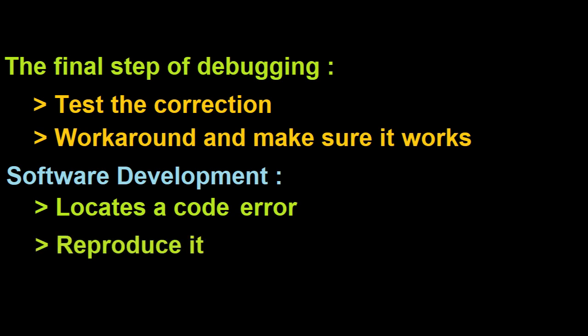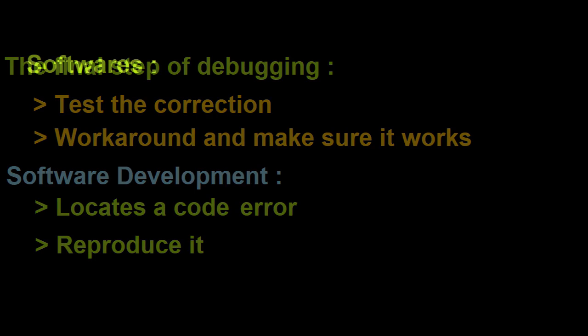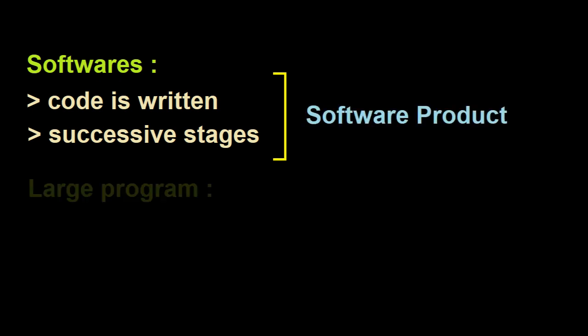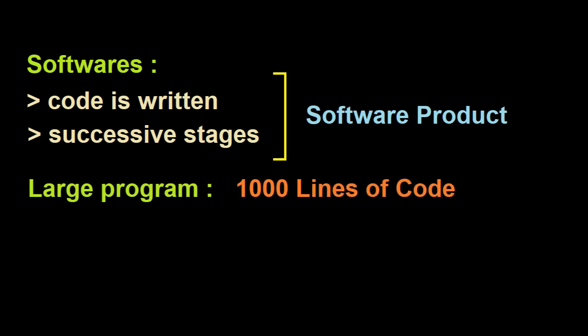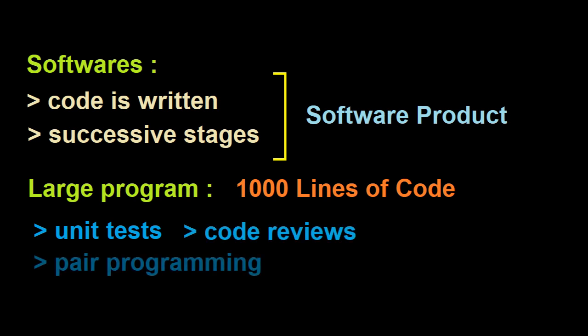Debugging is part of the software testing process and is an integral part of the entire software development lifecycle. In case of software, typically the debugging process starts as soon as code is written and continues in successive stages as code is combined with other units of programming to form a software product. In a large program that has thousands and thousands of lines of code, the debugging process can be made easier by using strategies such as unit tests, code reviews, and pair programming.